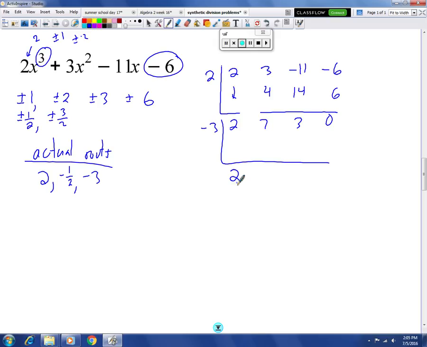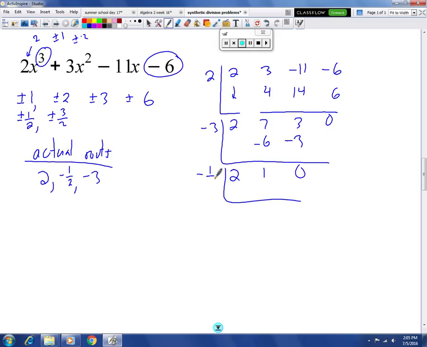Okay, 2, negative 3 times 2 is negative 6. That's a 1. Okay, negative 3 times 1 is a negative 3. That's our 0. And just because of our answers we see over here, we know that the plus or minus 6 is not going to work. So let's go with that negative 1/2.